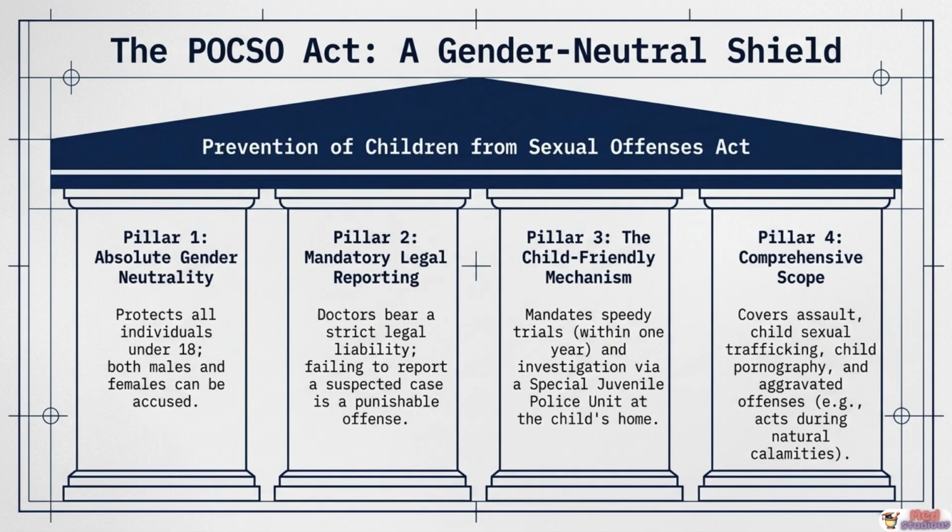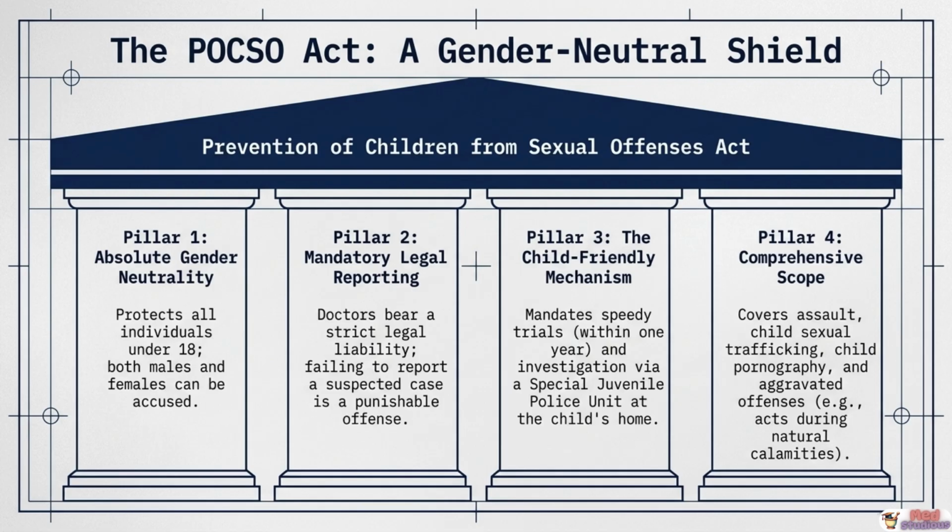The second pillar is mandatory legal reporting. Under POCSO, every person who has knowledge or reasonable suspicion that a child has been sexually abused bears a strict legal obligation to report this to the Special Juvenile Police Unit or local police. For physicians, this obligation is absolute and non-discretionary. Failing to report a suspected case of child sexual abuse is a punishable offense under the Act, making POCSO one of the few statutes that creates criminal liability for clinical inaction.